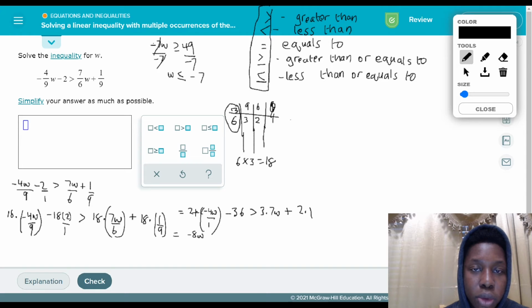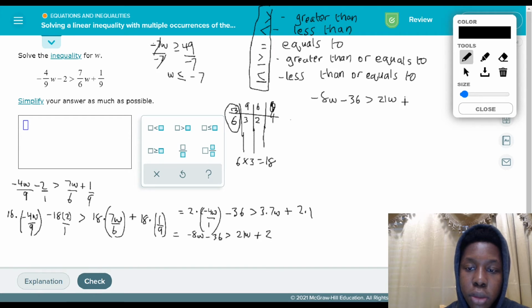And w times 1. Okay, because there's no other w here, so w times nothing is basically just w. So this is minus 8w minus 36 greater than 3 times 7w. 3 times 7, that's 21, right? And there's no w attached to the 3, so we can just leave the w here as it is, plus 2 times 1, so 2. So now we're left with minus 8w minus 36 greater than 21w plus 2.